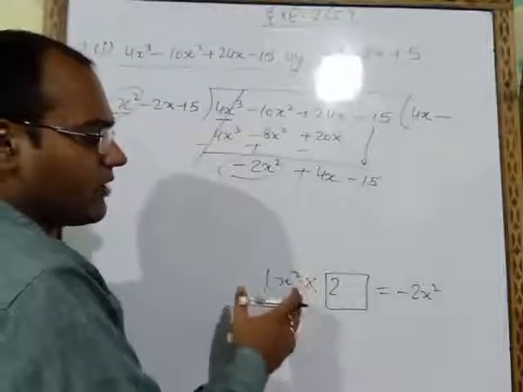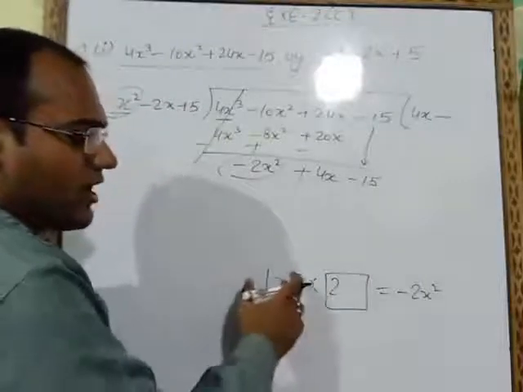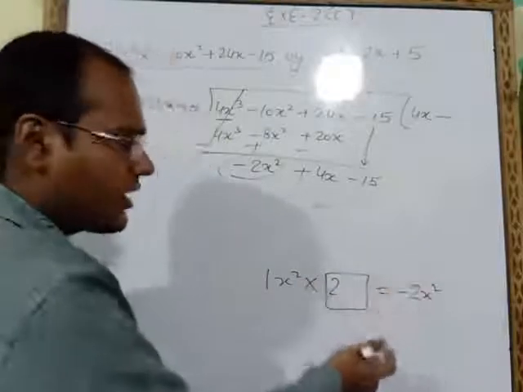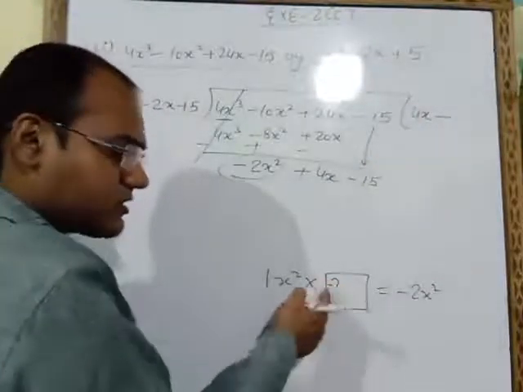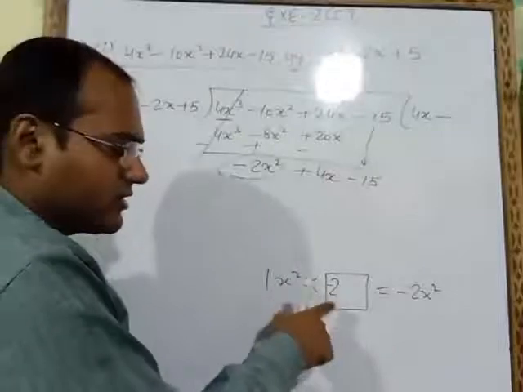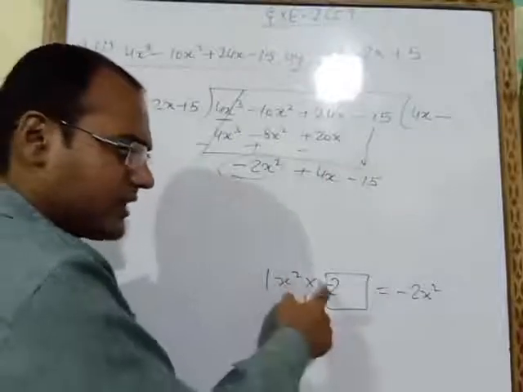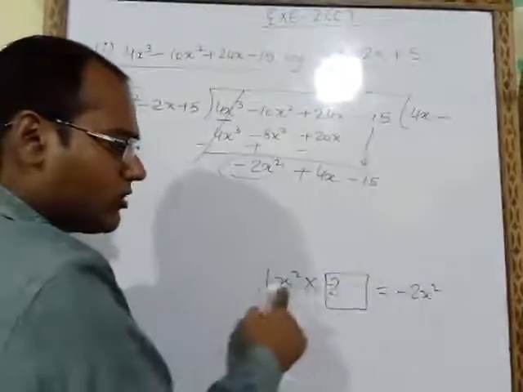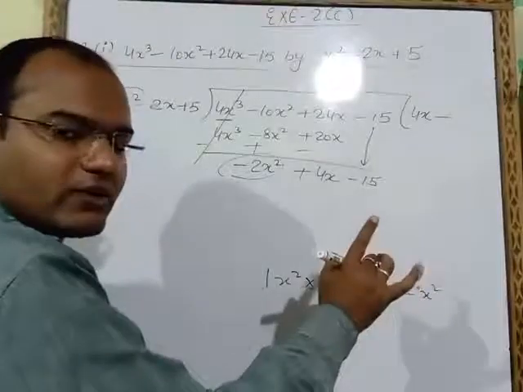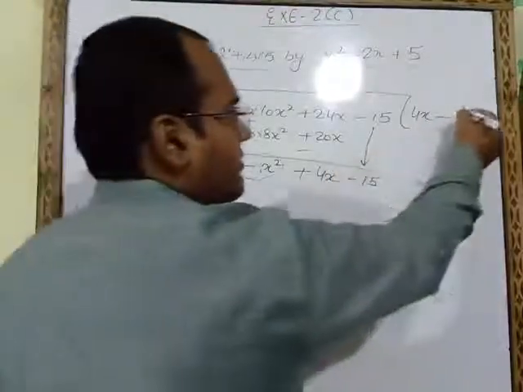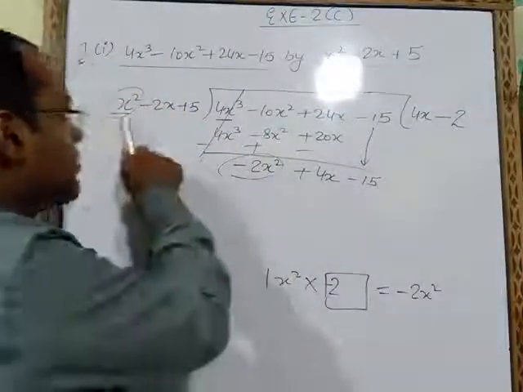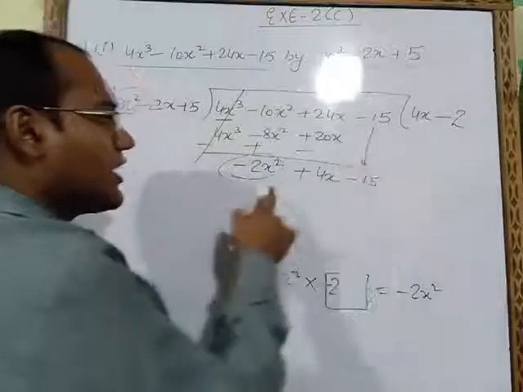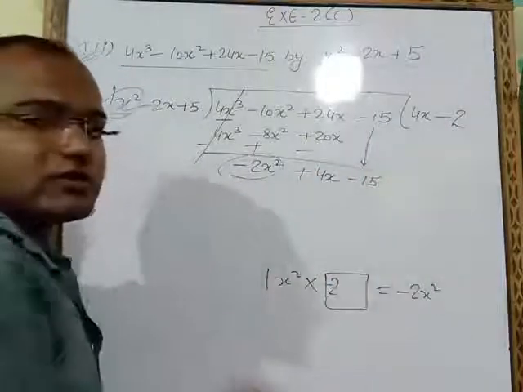So what you had done here, 1x square multiply 2 you had done, so that our answer should be minus 2x square, and minus sign we had already taken. This is minus 2 only. This is minus 2. Plus minus minus. 1 into 2 is 2. X square as it is will be in the answer. So here we have to take minus 2. So 1x square, this is 1x square. 1x square multiply minus 2, answer will be minus 2x square.